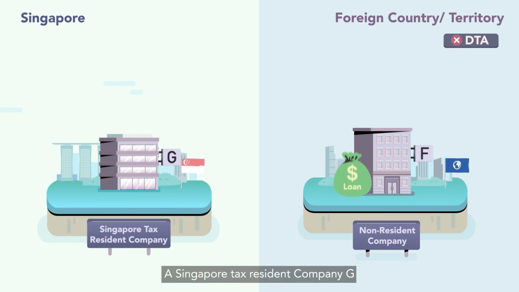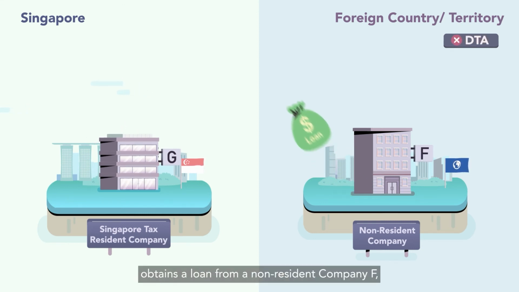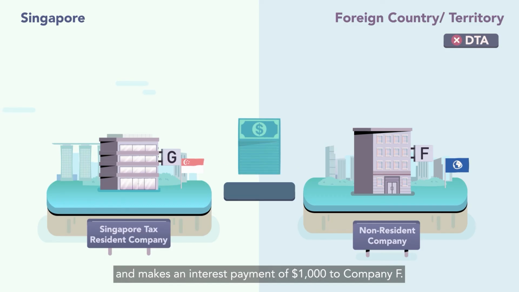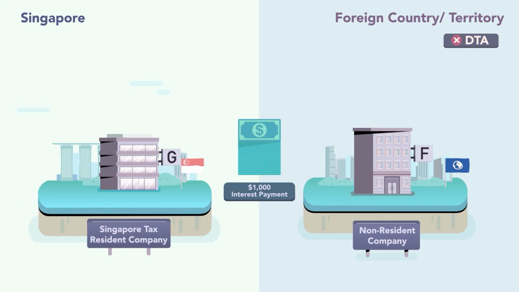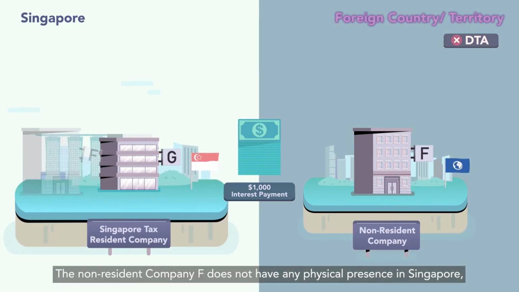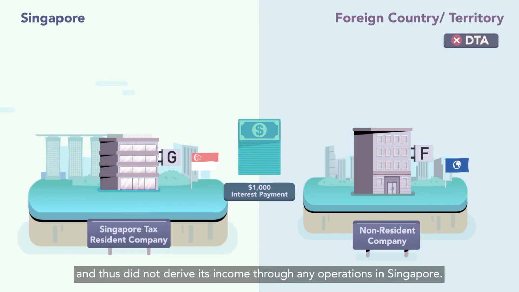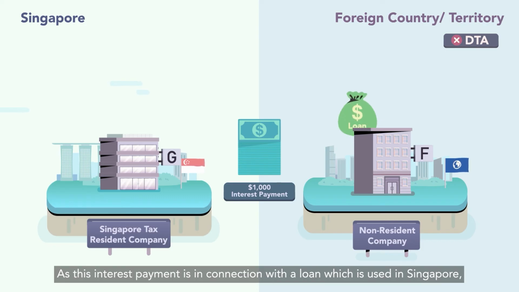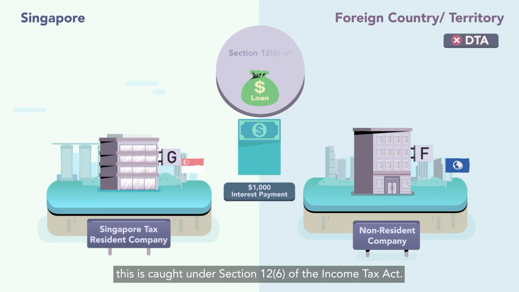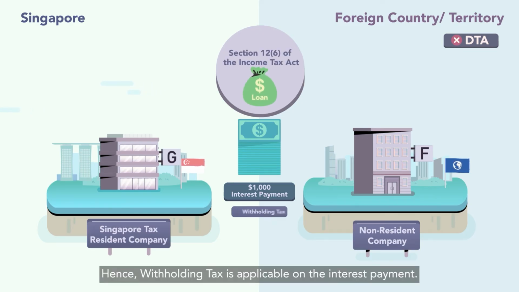A Singapore tax resident company G obtains a loan from a non-resident company F and makes an interest payment of $1,000 to company F. The non-resident company F does not have any physical presence in Singapore and thus did not derive its income through any operations in Singapore. As this interest payment is in connection with a loan which is used in Singapore, this is caught under Section 12(6) of the Income Tax Act. Hence, withholding tax is applicable on the interest payment.